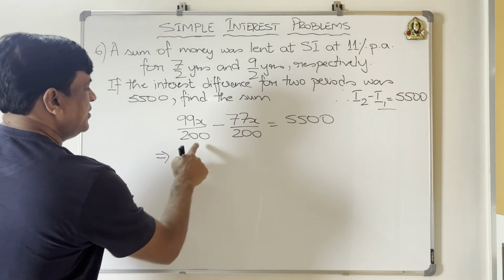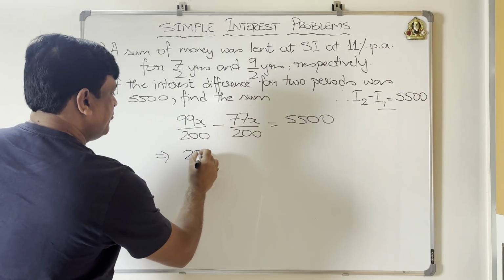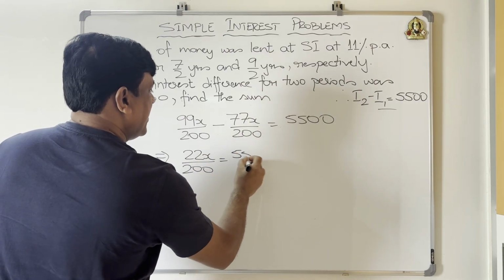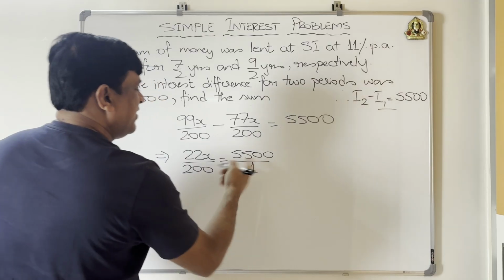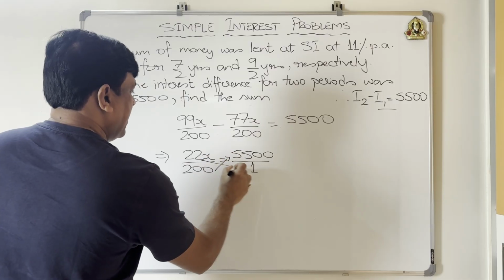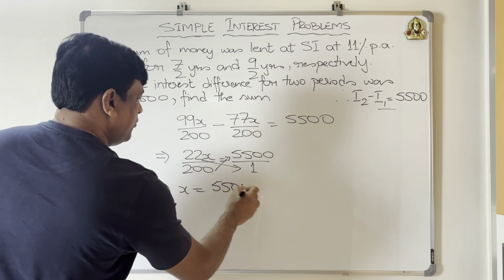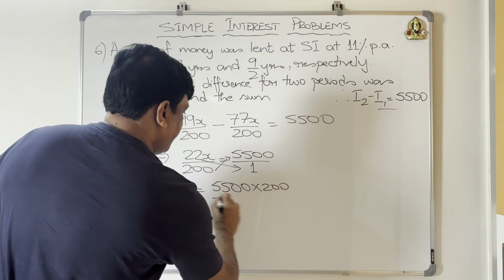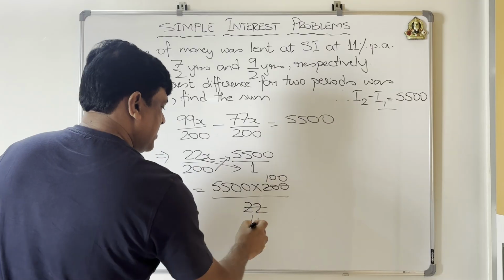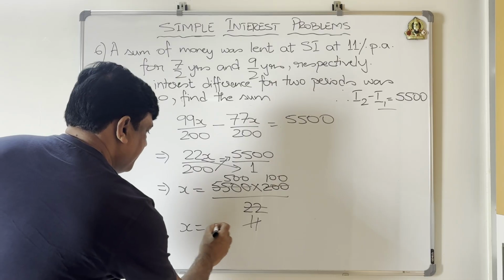So what do you get over here? The denominator is the same, so I can subtract the numerators. So it will become 22x by 200, right? Which is equal to 5500 by 1. I'll write it as 1. So what can I do? I can just do a cross multiplication. I'll take this value over there and I'll bring this value over here. So I'll leave x over here. So it will become 5500 into 200 divided by 22, right? 2 11s are 22, 200s are 11 500s are. So your sum is 5,000.